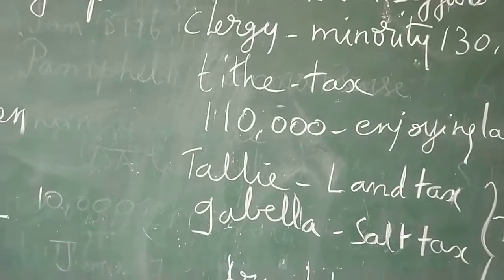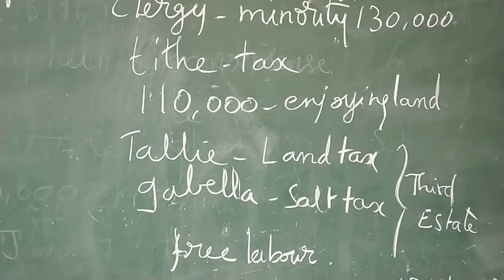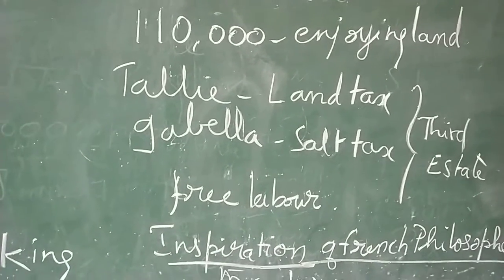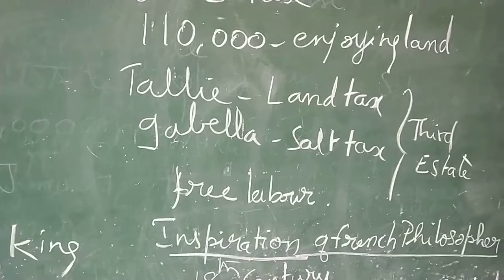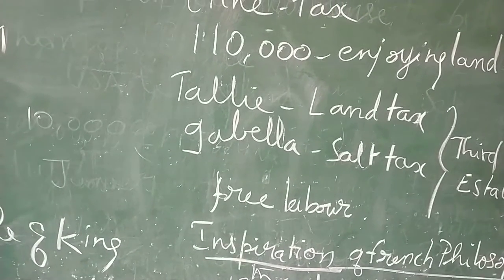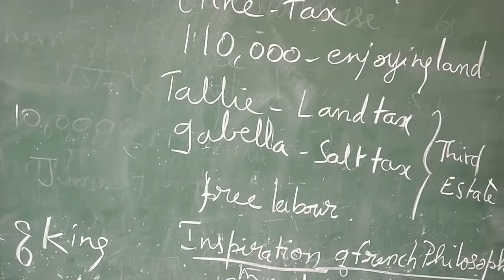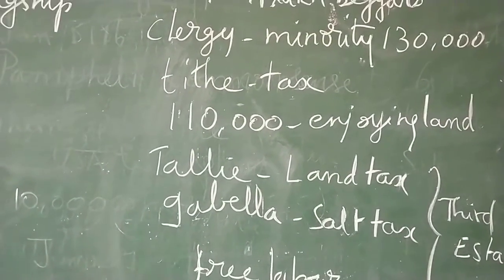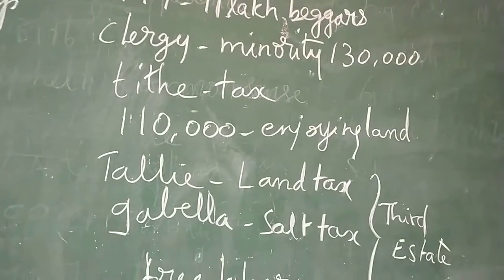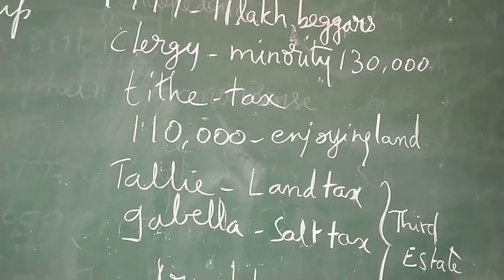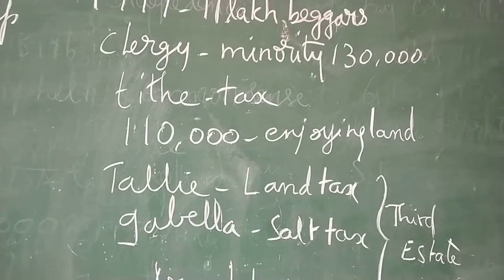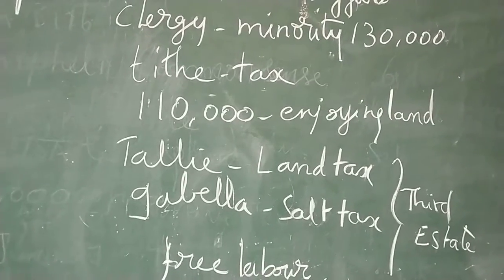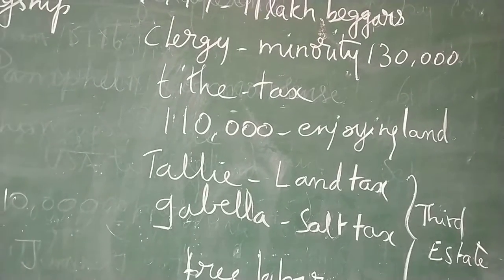The nobility, that is 1 lakh 10,000, enjoyed the land. They are the landowners. They were enjoying the feudal rights. They collected the dues from the peasants. Their land was tilled by the peasants. So the farmers made many mills under the feudal system, and they formed more production. So this is one of the privileges of the nobles.